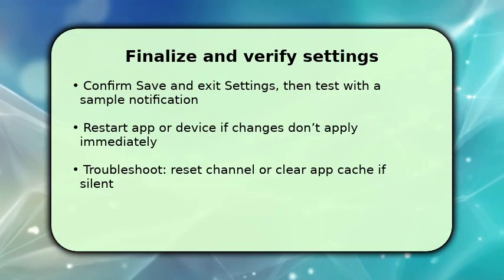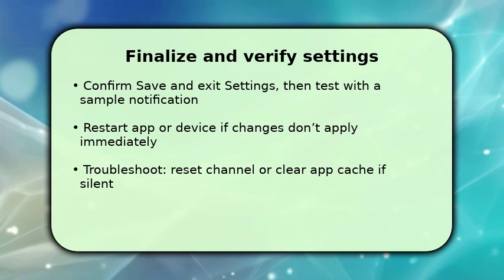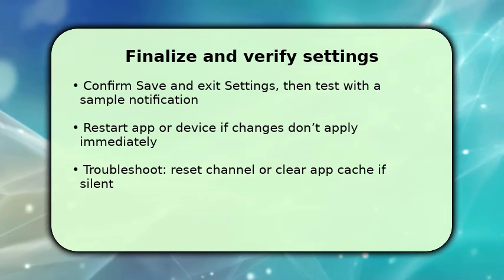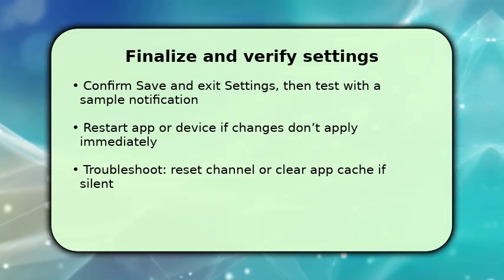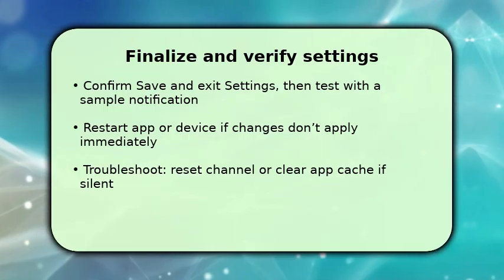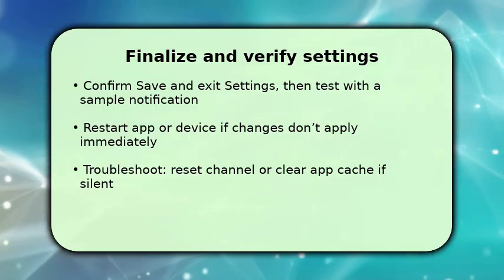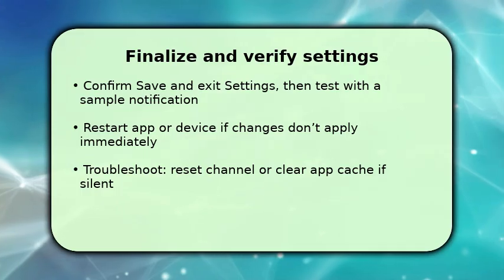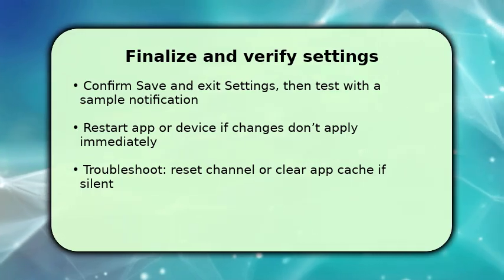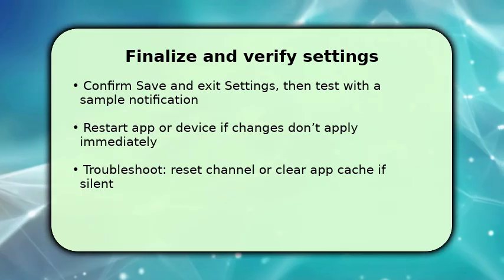You're almost finished. Save changes and exit settings, then trigger a test notification from the app or send yourself a message. If you don't hear the new sound, make sure the device volume and Do Not Disturb are not blocking alerts. If the change still won't apply, restart the app or reboot the device to refresh settings.